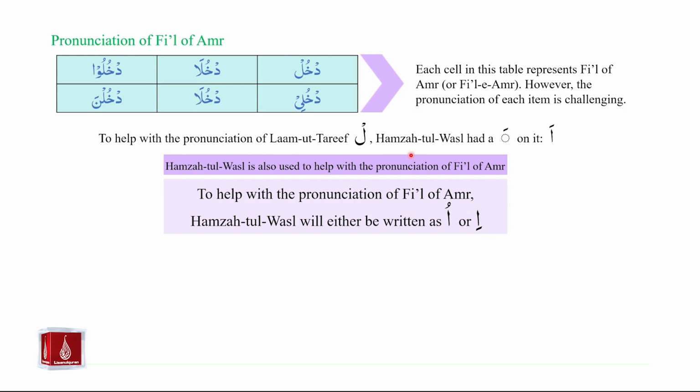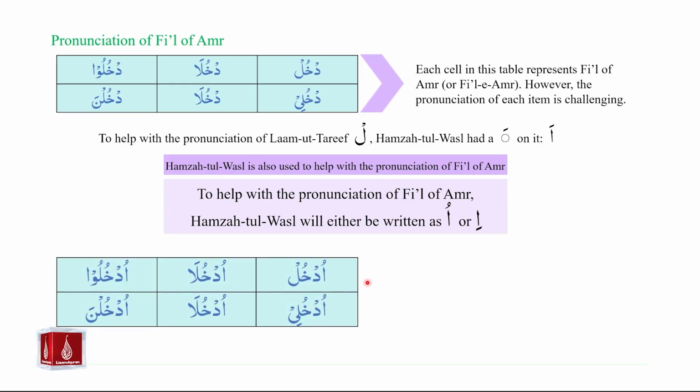Once again, in the case of laam tarif, hamzatul wasl was written like this with hamza with the zabar on it. And in the case of helping us with the pronunciation of fail of amr, hamzatul wasl will either be written like this, hamza with pesh on it, or like this, hamza with zair underneath it. So this table will become this. Udkhul, this will become udkhula, this will become udkhulu, this will become udkhuli, this will become udkhula, and this will become udkhulna.